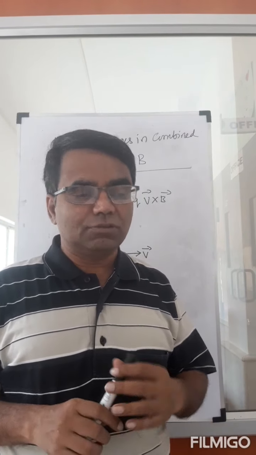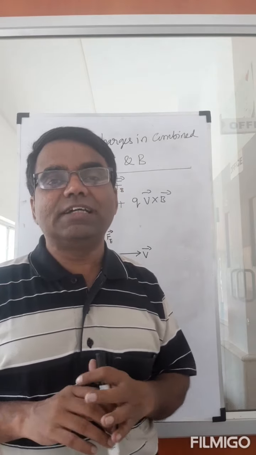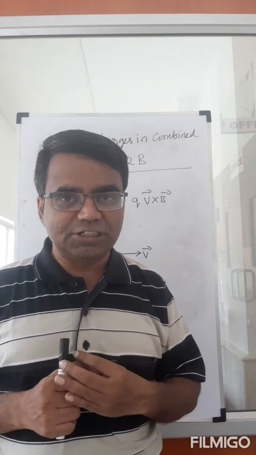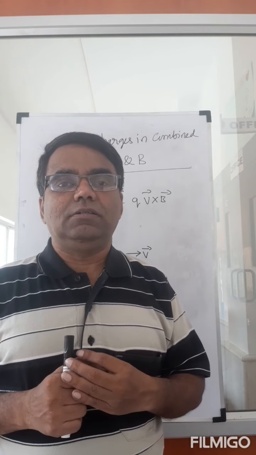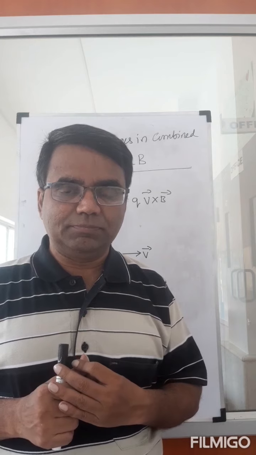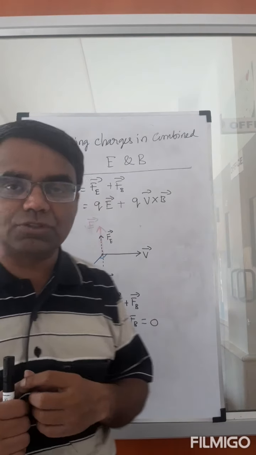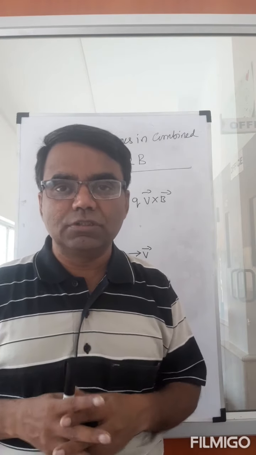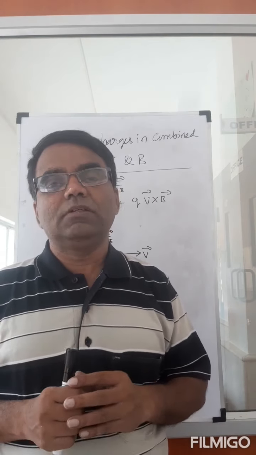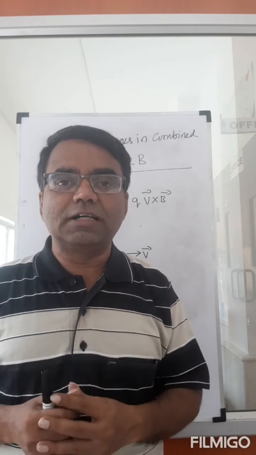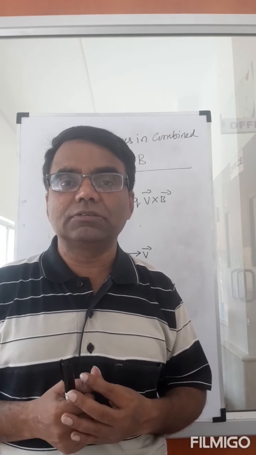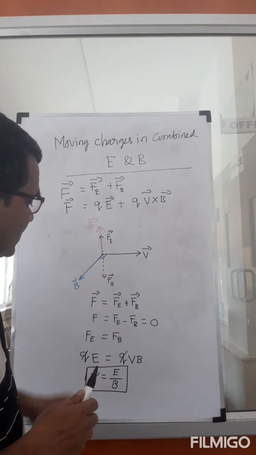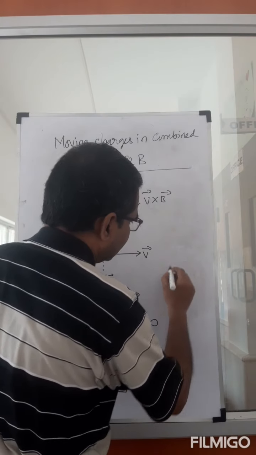J.J. Thomson used this method to find the specific charge of an electron, e by m, the ratio, in 1897. And this is still used in mass spectrometers. Mass spectrometer is used to find the specific charge of ions with different masses and charges. The ratio is still used. So this is called the velocity selector.